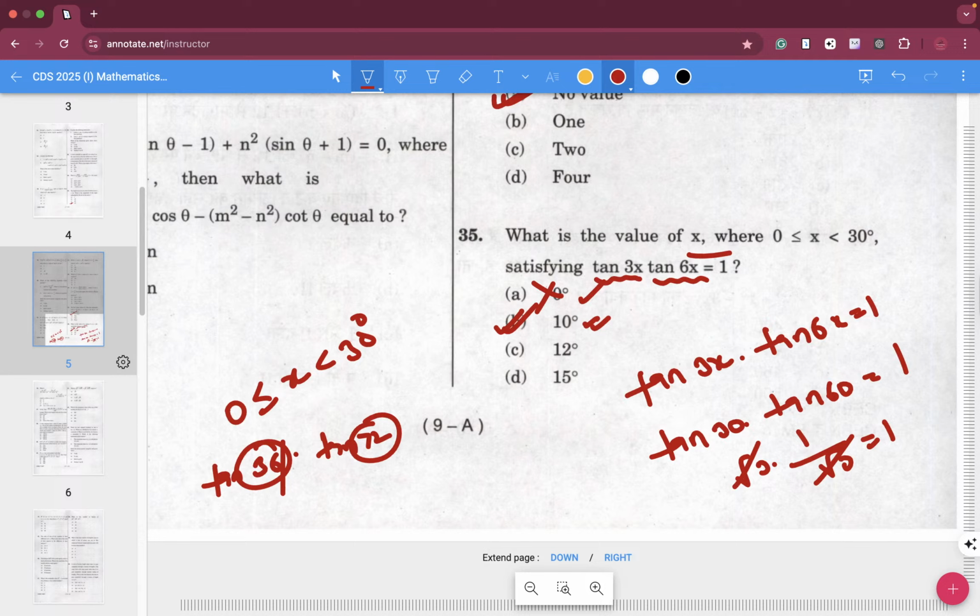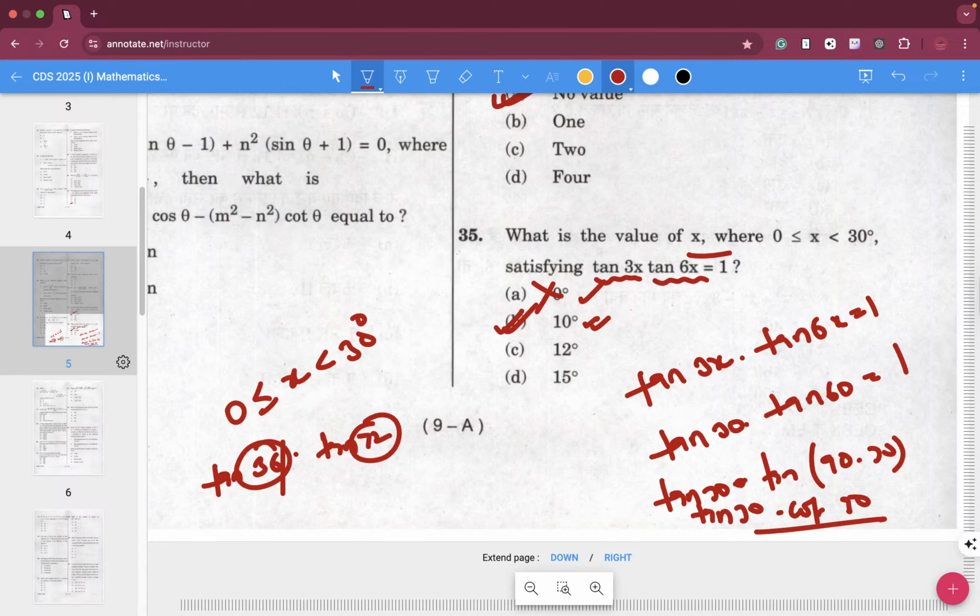Otherwise, if you don't want to solve it this way by putting in the values, how can you solve it? This one, right? So tan 30 into tan (90 minus 30), isn't it? Tan (90 minus 30) is how much? Cot 30, right? Tan 30 into cot 30 is 1, isn't it? Basically this plus this has to be 90. So 3x plus 6x has to be 90. So 90 by 9 is how much? 10 degrees, folks, right? That is also one of the ways.